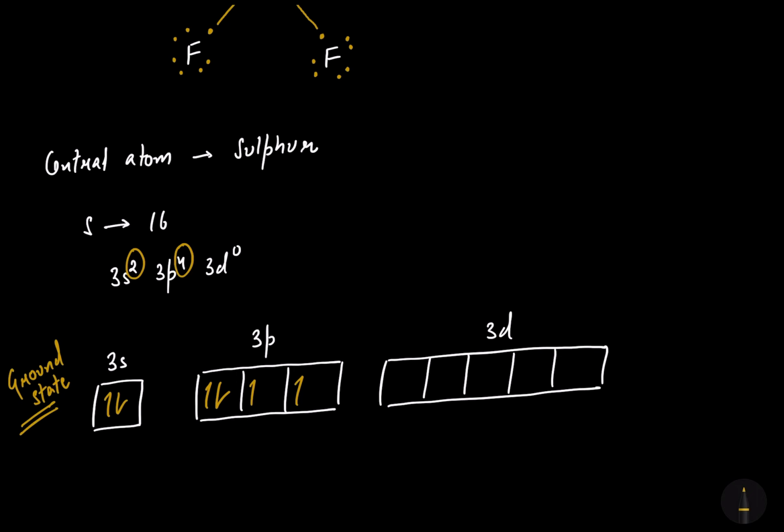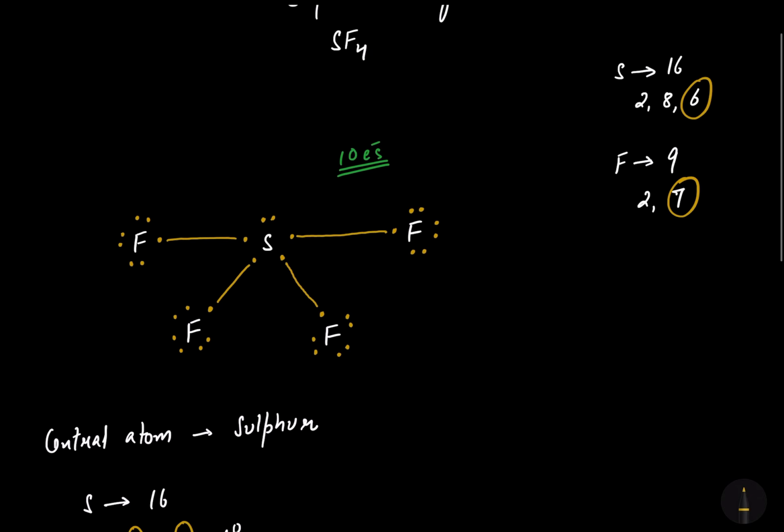Now let's come to the Lewis structure. In the Lewis structure, the sulfur is forming a total of 4 bonds. Here we have a total of 4 covalent bonds. All the bonds are single bonds, which signifies that we are going to have 4 sigma bonds.